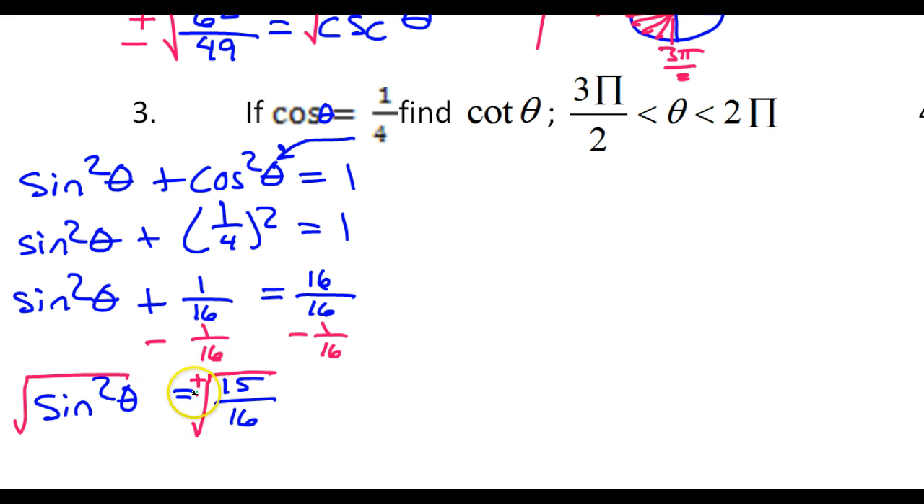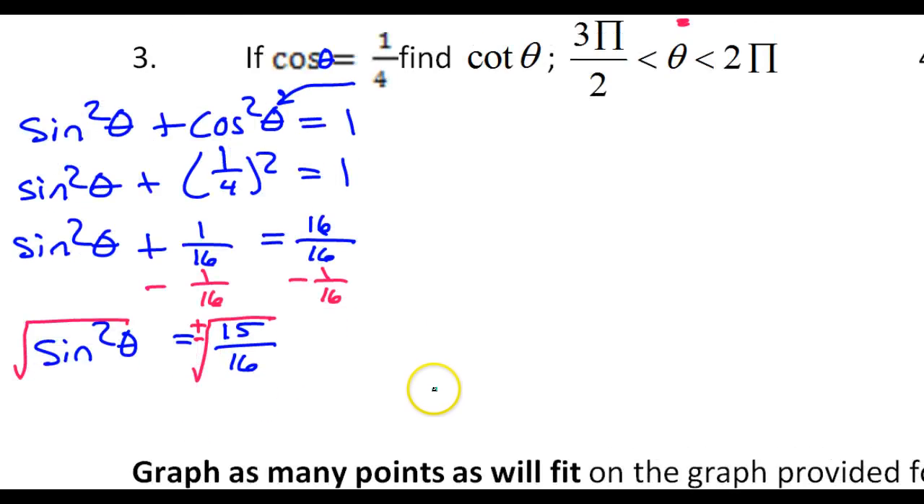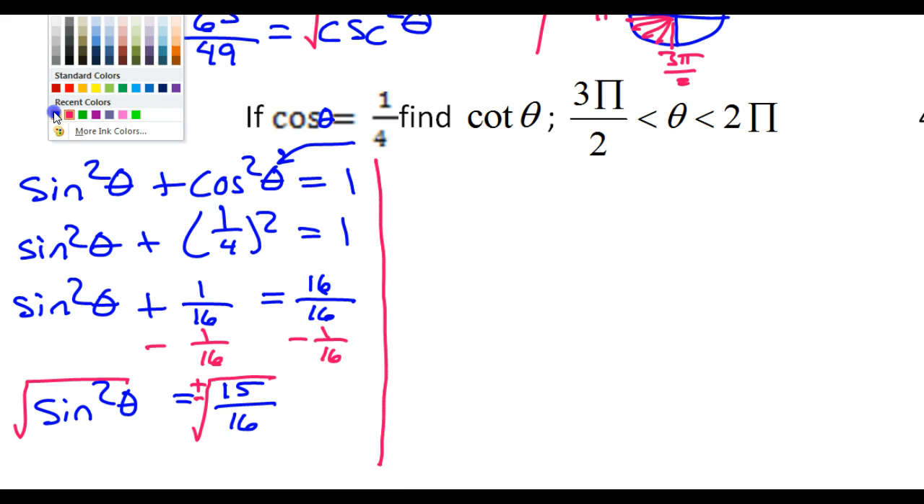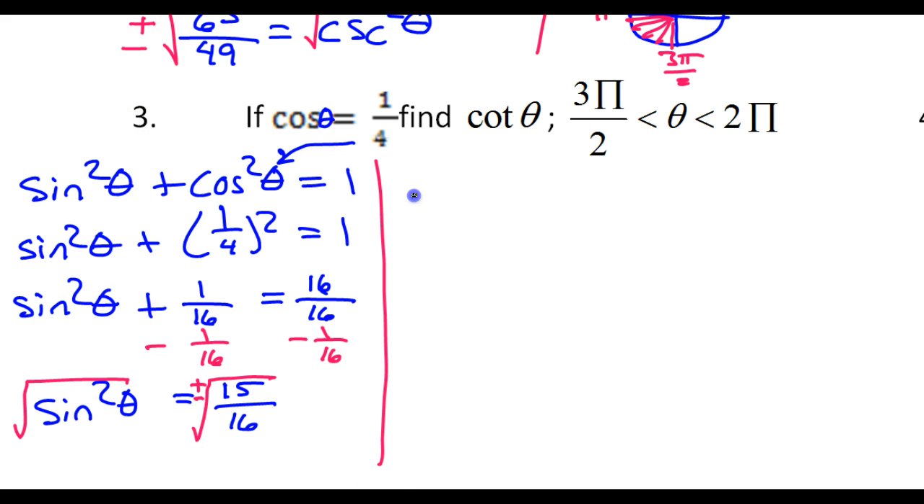Don't forget your plus or minus. And let's see, I'm running out of space. So let me wrap around. So that's going to give me sine theta is equal to plus or minus square root of 15 over 4.